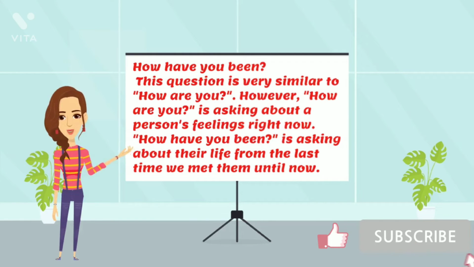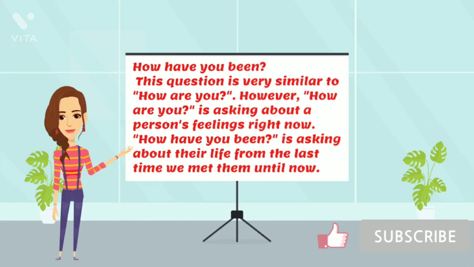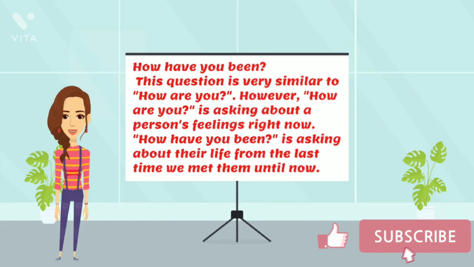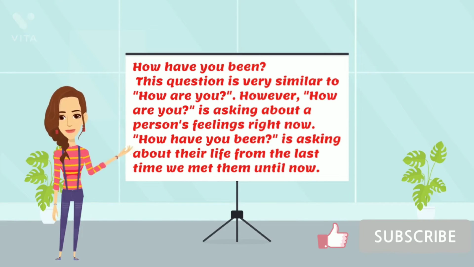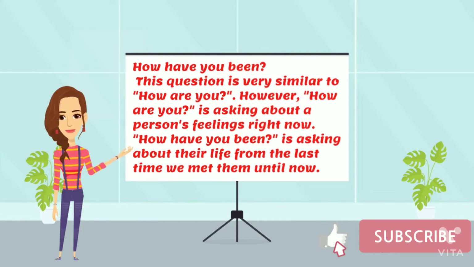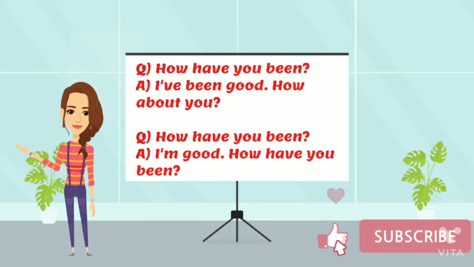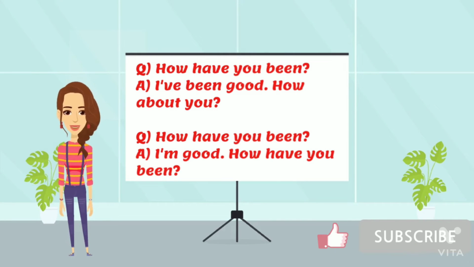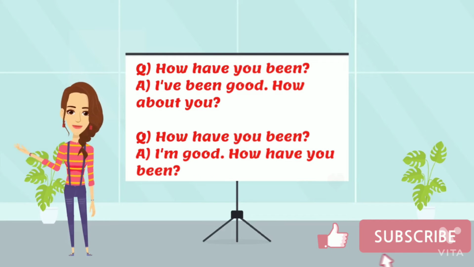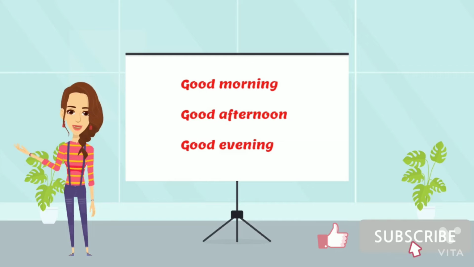How have you been? This question is very similar to how are you? However, how are you is asking about a person's feelings right now. How have you been is asking about their life from the last time we met them until now. Some examples. How have you been? I've been good. How about you? How have you been? I'm good. How have you been?